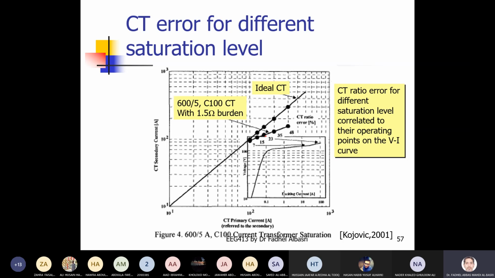Now, for a non-ideal CT, as you go to the knee point, the CT ratio will get reduced, because the secondary current will decrease by IE, which is the magnetizing current. And this represents the error as you go to the knee point. As you go from the linear region, this is the error: 15% at this point, 23% here, and this 48% as you go further away from the knee point.